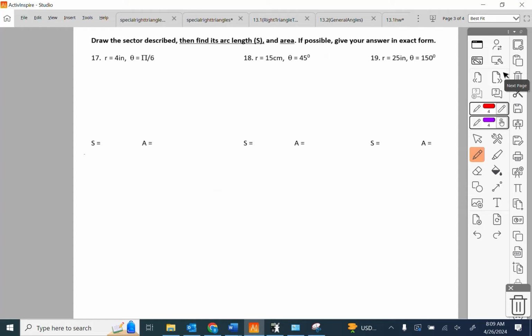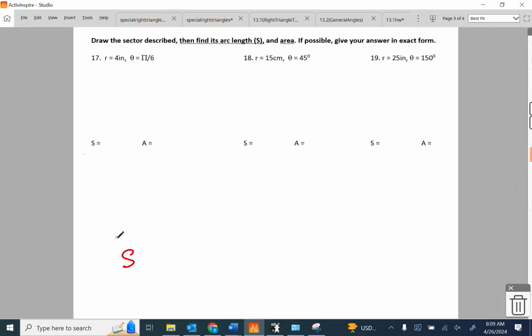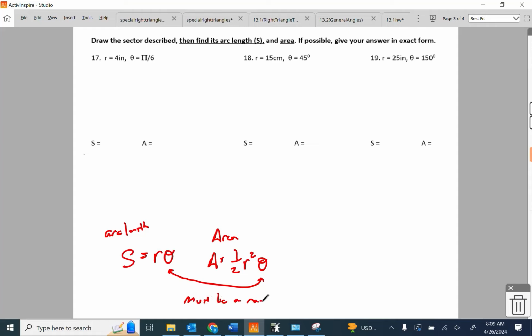Alright, what do we have to do here? Draw the sector described, then find its arc length and area. If possible, give your answer in exact form, and every single one of these can be done in exact form. It's not if possible, it can be done. Now, your formulas are S, which is arc length, is equal to r theta, and area, which is A equals 1/2 r squared theta, have kind of a kicker. Theta must be a radian.